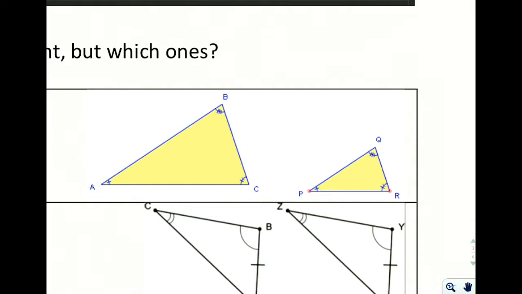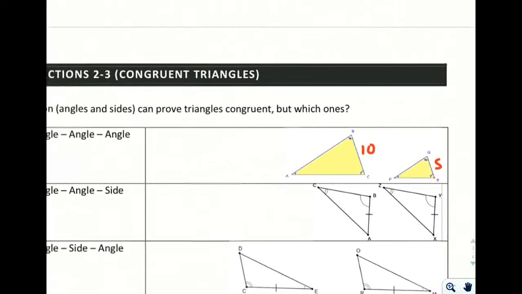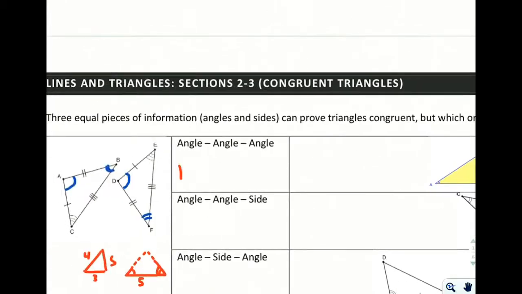However, knowing 3 angles does not tell you the size, because this could be 10, this could be 5, and all of a sudden this triangle is twice as long in every dimension as this one. So there's a name for that. It's called similar, but it is not congruent. So we're just going to cross that out for now because we're only dealing with congruency, not worrying about similar.